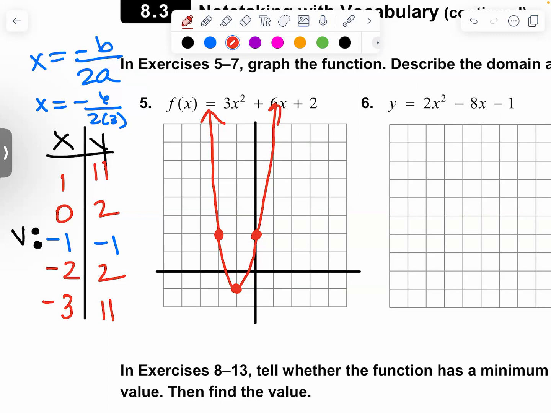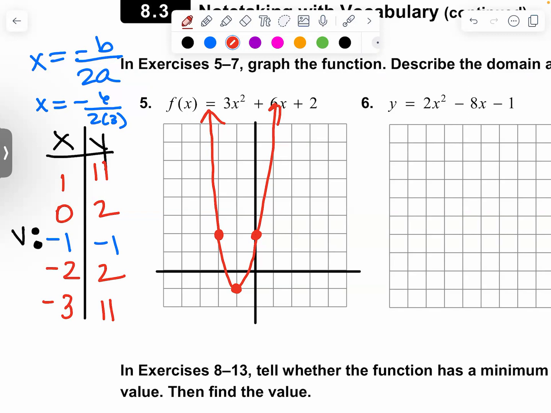Okay, so the only thing you really have to think about is where's my vertex? Pick numbers to the right, pick numbers to the left, and then it's just plugging, plugging, plugging, plugging. We actually have to do the plugging in correctly. Please use your order of operations.